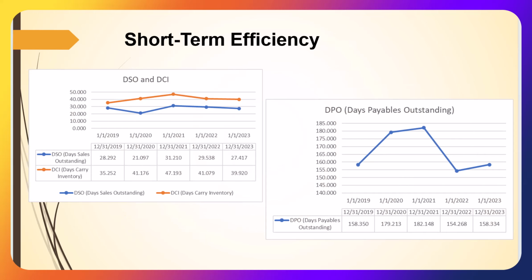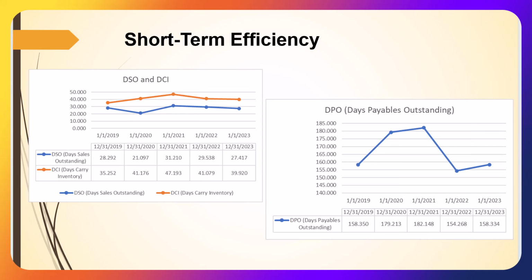When we look at short-term efficiency, the first ratio we can talk about is Days Sales Outstanding, DSO. This represents, on average, how long it takes for customers to pay for their purchases. Obviously, we like this to be closer to 30 days. And again, looking at our graph, we can see that the company is fairly stable over the last 5 years with its control of receivables.